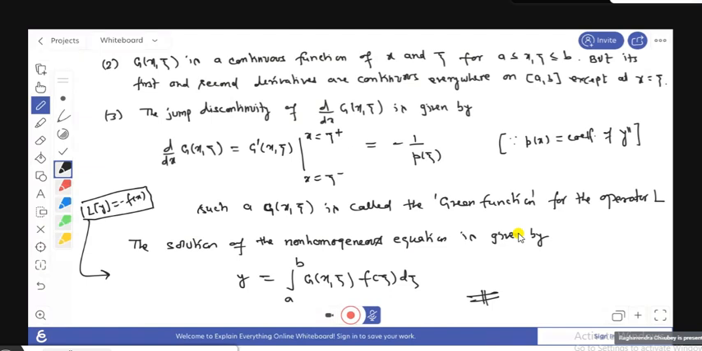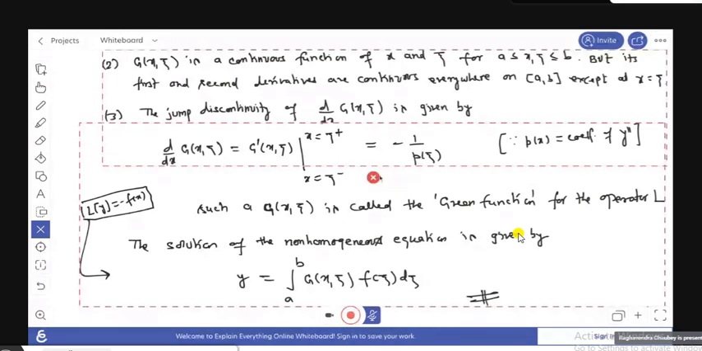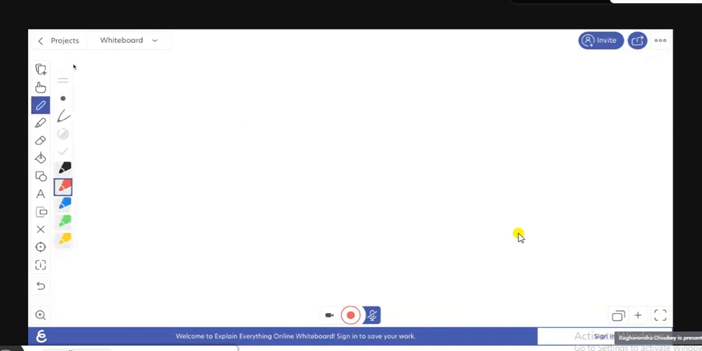Now we quickly solve a problem that depends on this Green function. How will we use all these things in a problem? So we take a problem on the next page, and we have to remember all these formulas. Okay, so we take a simple Green function problem.